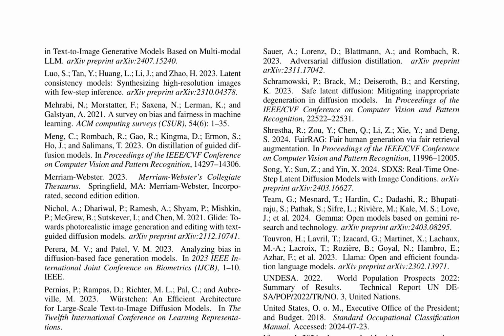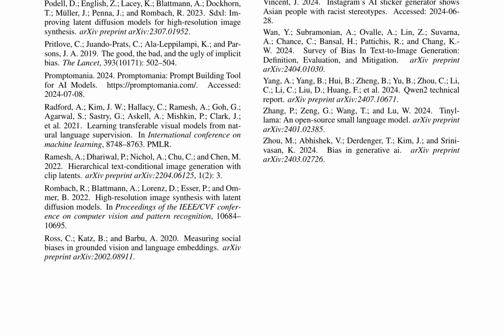The pages discuss various aspects of text-to-image generative models, focusing on multimodal LLMs and latent consistency models. They highlight the importance of fairness and bias mitigation in these models, referencing studies on implicit bias and social biases in grounded vision and language embeddings. The summaries also touch on the efficiency and effectiveness of diffusion models, including adversarial diffusion distillation and safe latent diffusion. Furthermore, they emphasize the need for fair human generation and mitigation strategies in text-to-image models. The content also includes discussions on the limitations and future work in this field, such as the importance of transparency and accountability in AI development.